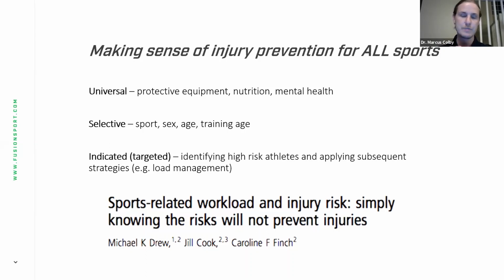And finally, in terms of the specific prevention strategies you can put in place, we want to look at indicated or targeted factors that are associated with that sport. In this scenario, that can be identifying high-risk athletes and then applying subsequent strategies. That could be load management. Are we periodizing our program, or are we aware of the loads that are put on our respective operators or athletes, and do we have strategies or processes around how we roll those out in our environment?